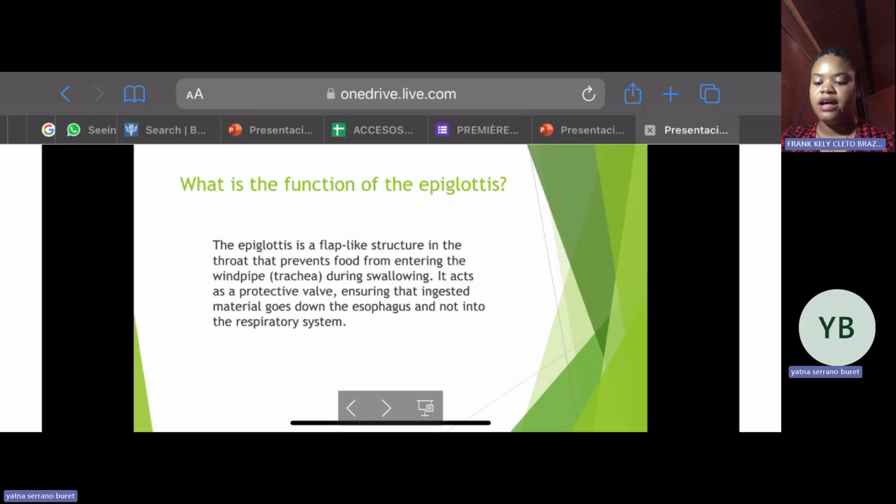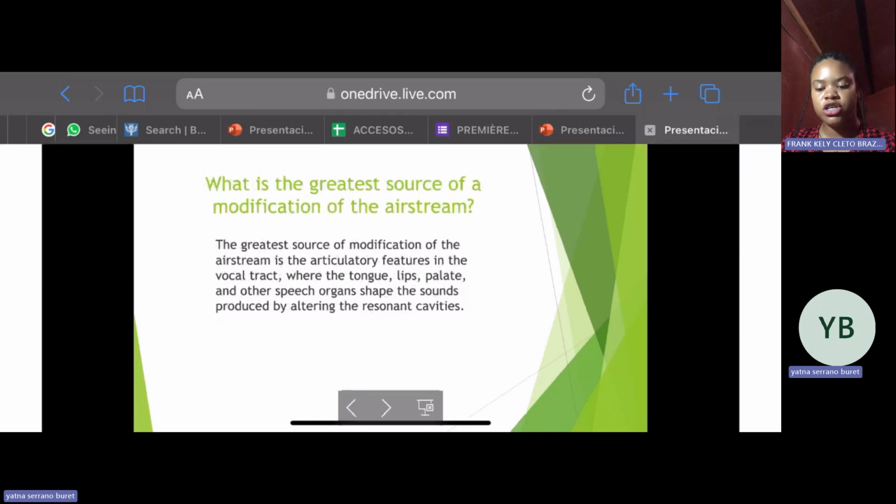The epiglottis is a flap-like structure in the throat that prevents food from entering the windpipe, the trachea, during swallowing. It acts as a protective valve, ensuring that ingested material goes down to the esophagus and not into the respiratory system. The great source of modification of the airstream is the articulatory fissure in the vocal tract, where the tongue, lips, palate, and other speech organs shape the sounds produced by altering the resonant cavity.